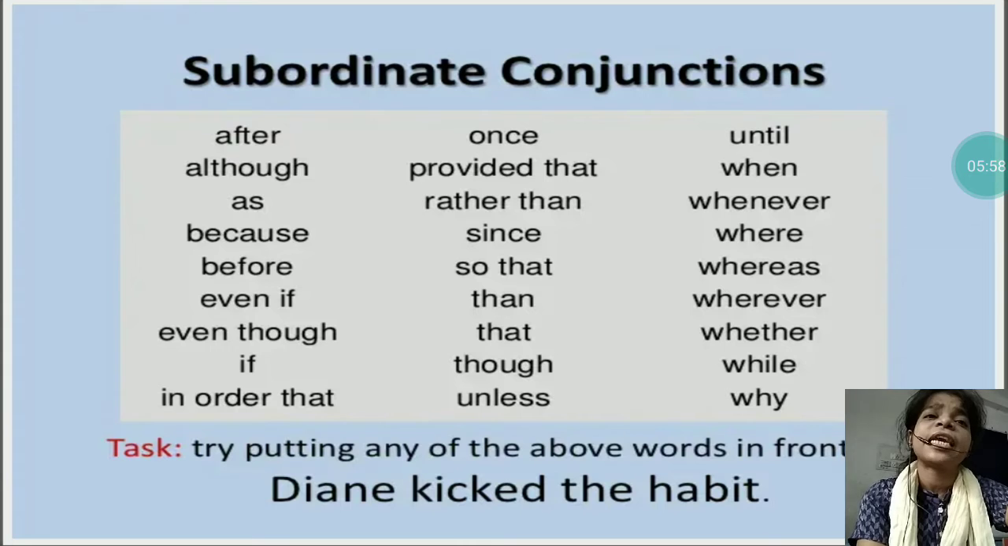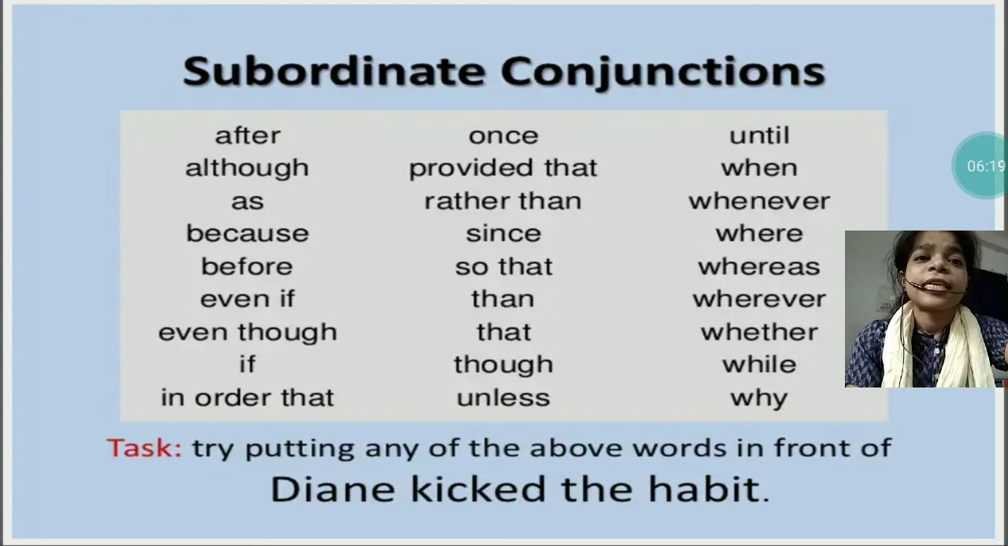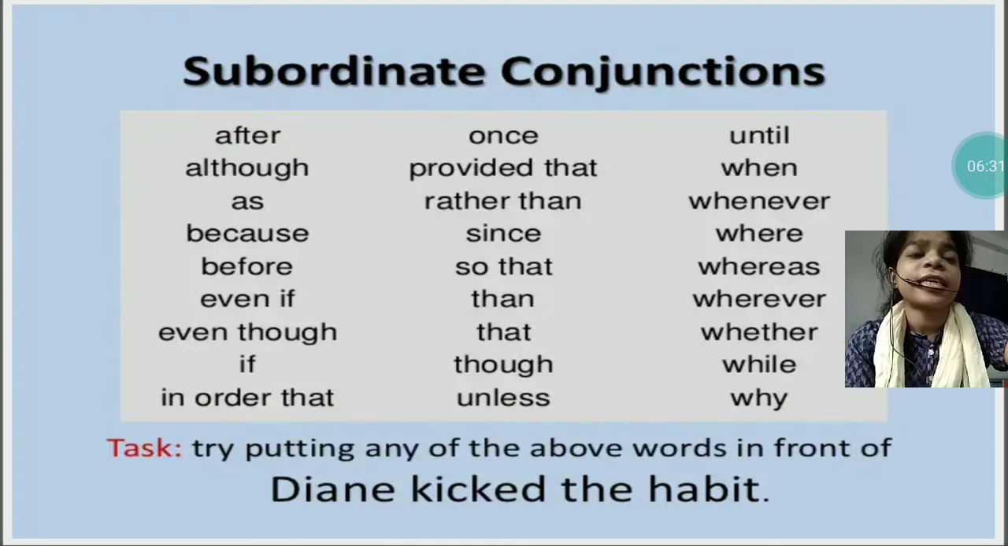Now here are some subordinate conjunctions. If there is any subordinate clause, meaning a sentence whose meaning is not complete, then it needs some words to connect it to the main clause. So some conjunctions are given here. Now see, it is written: try putting any of the above words in front of "Danny kicked the habit." It is saying to use any of the words from the box before this sentence, like "After Danny kicked the habit."